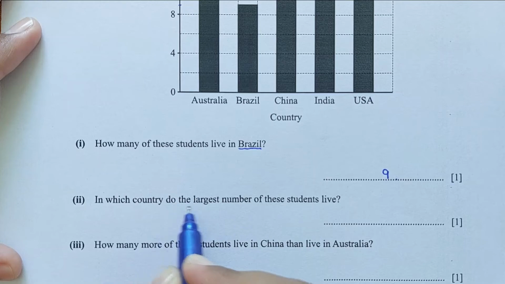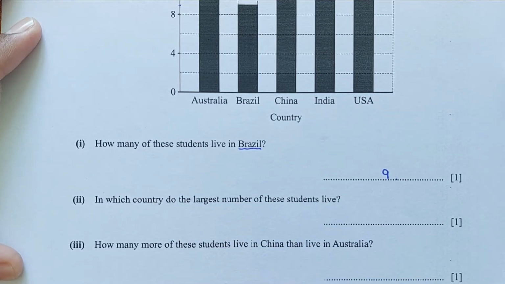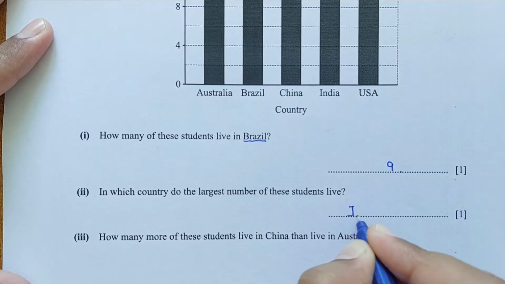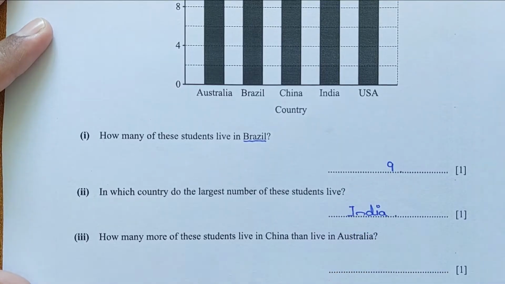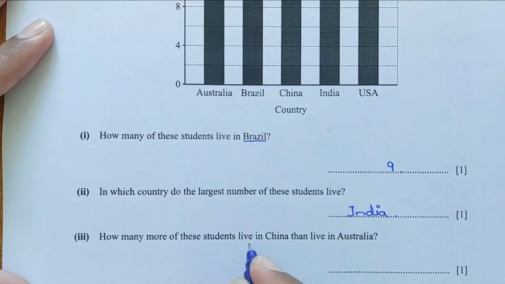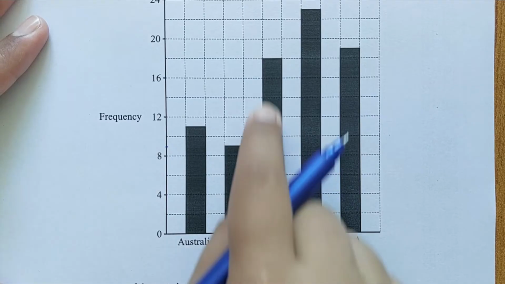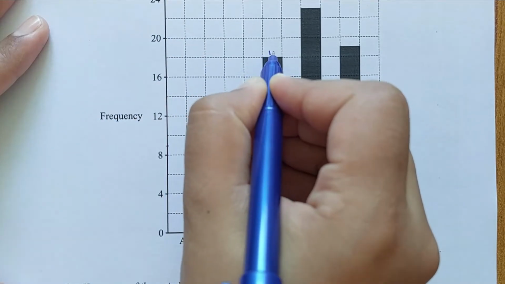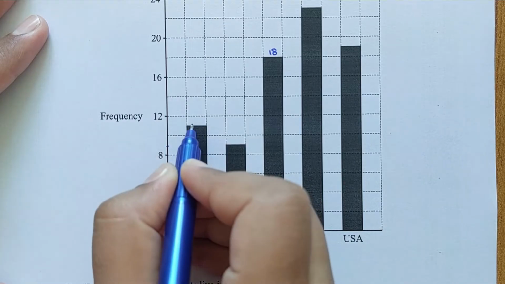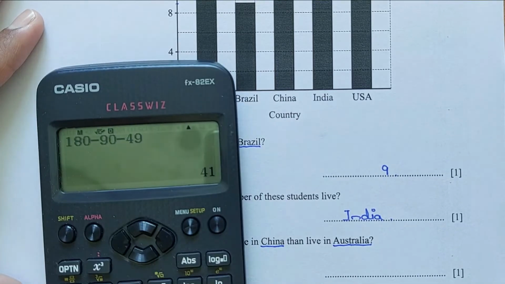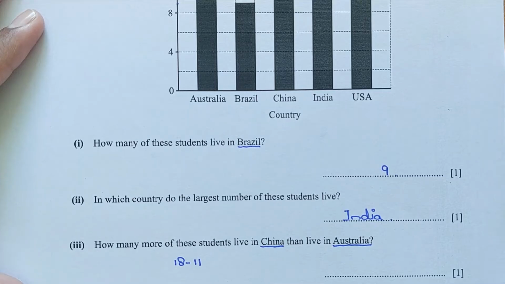Number 2, in which country do the largest number of these students live? The highest bar is for India. Number 3, how many more of these students live in China than live in Australia? So China is 18 and Australia is 11. So that is 18 take away 11. That is, I guess, 7. Yes, 7.